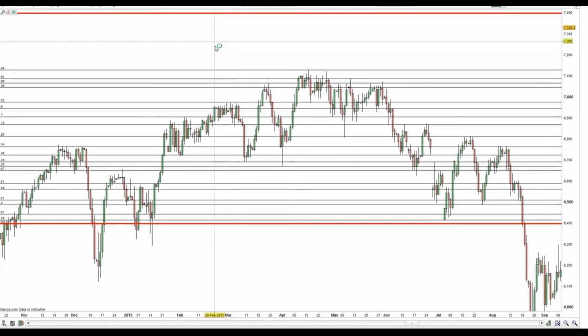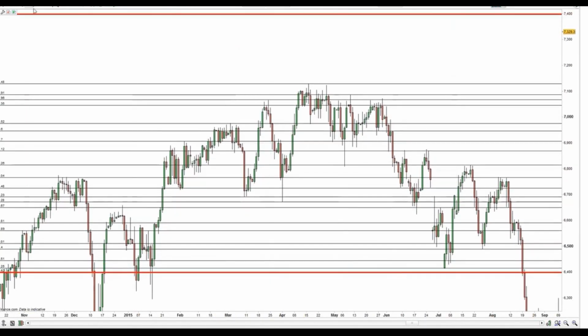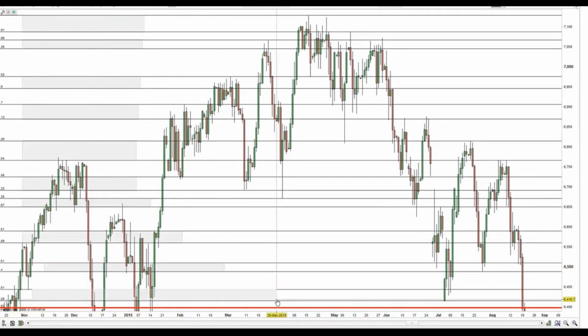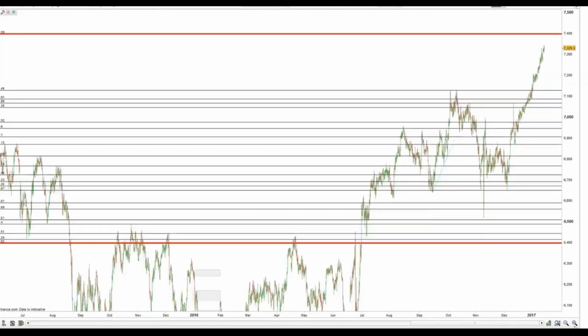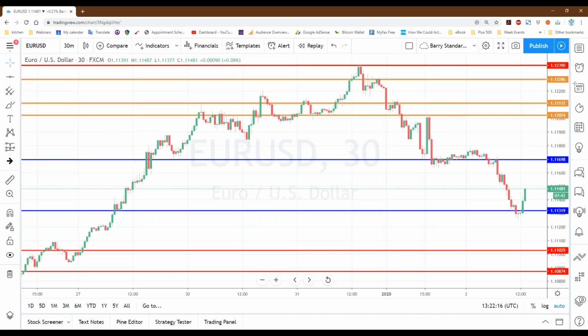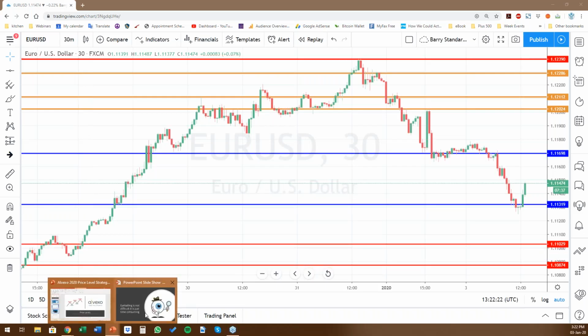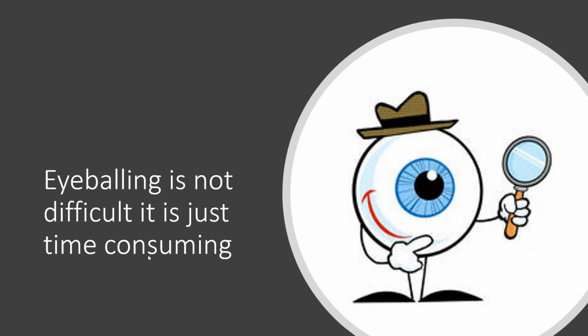And to make these a little bit more visible for us, I'm going to colour them in with this rectangle tool. So I will speed this part up as it's quite boring to watch. So as you can see, eyeballing, and this is what I call eyeballing, is not difficult. It's just a bit time consuming.